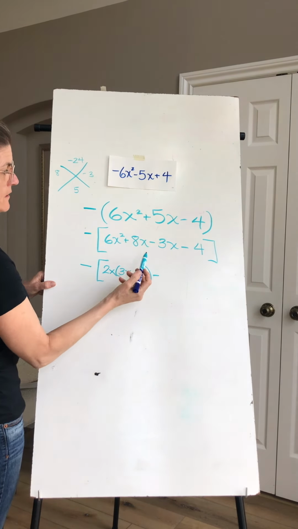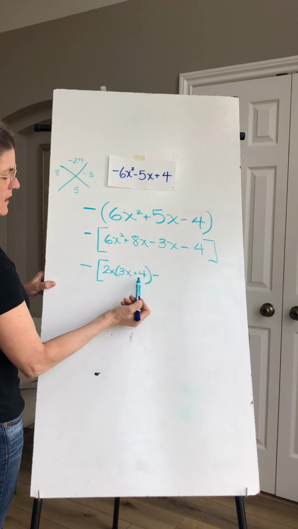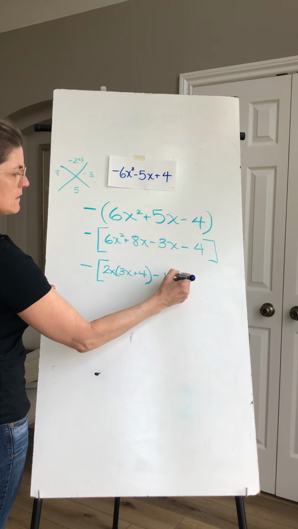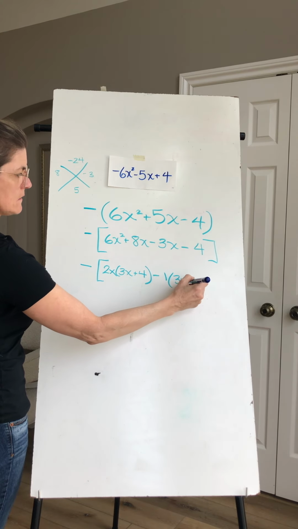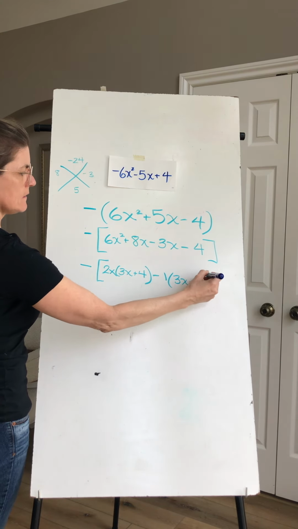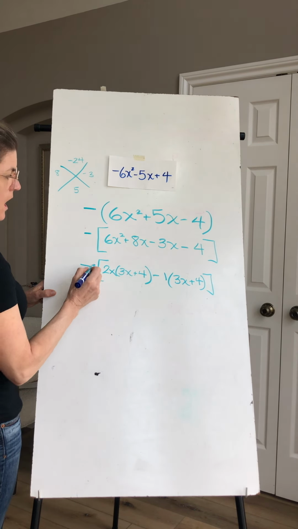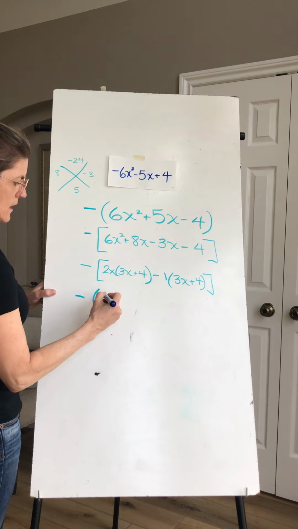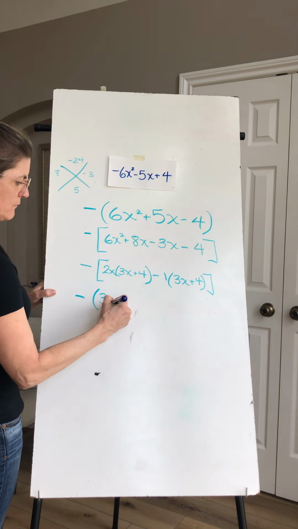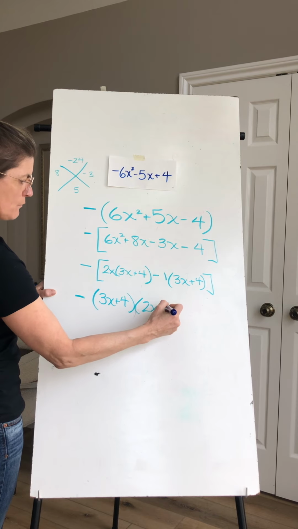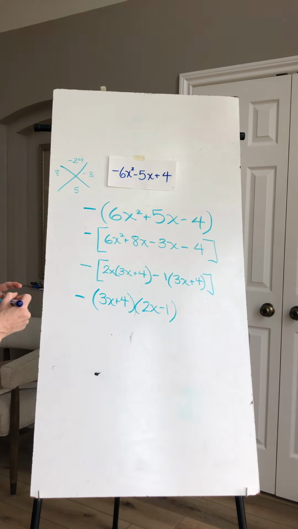See how these are both negatives, but the ones I needed to be positive, so I'm going to take a negative 1 out. And that gives me the same bracket twice. So negative is here. I don't need the big brackets anymore. I can just go with the 3x plus 4, 2x minus 1.